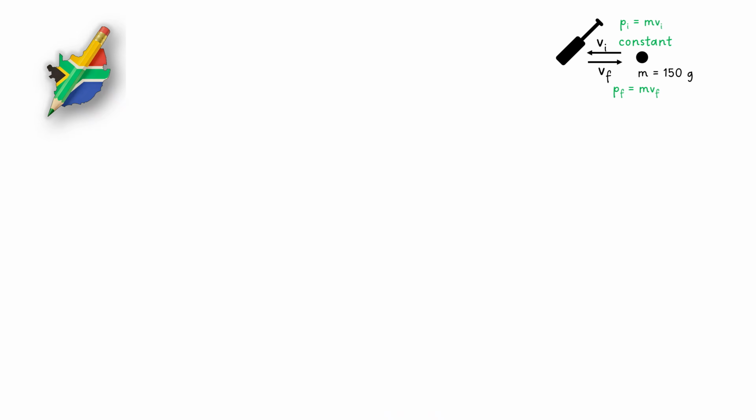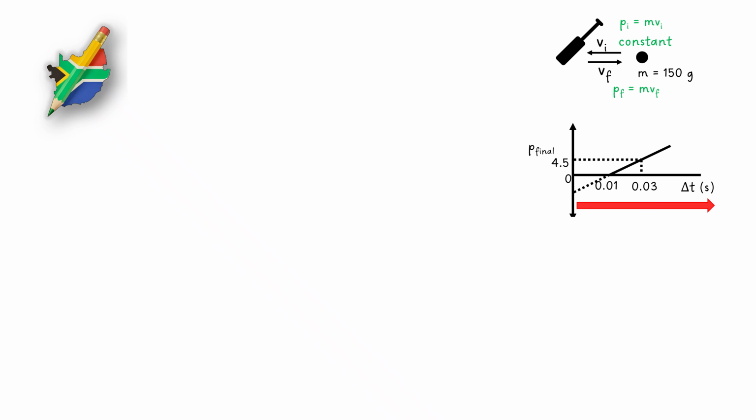The force exerted by the bat acts for a short period of time and changes the ball's momentum, sending the ball in the opposite direction. The graph shows how the final momentum of the ball changes as the contact time between the bat and the ball changes. We can see in general from the straight line that as the contact time with the ball increases, so the final momentum of the ball increases as well. And since the mass of the ball is constant and the final momentum increases, this means its final velocity increases with a longer contact time with the bat.